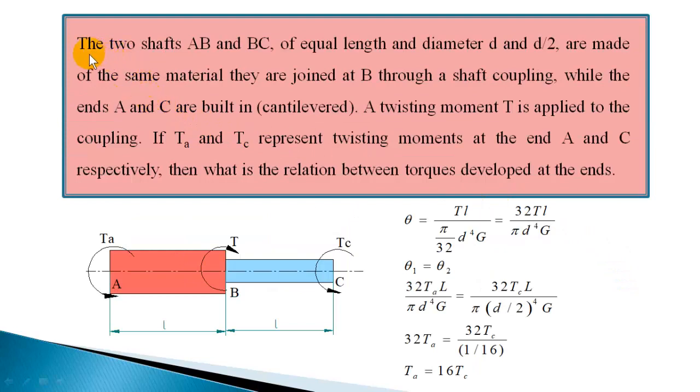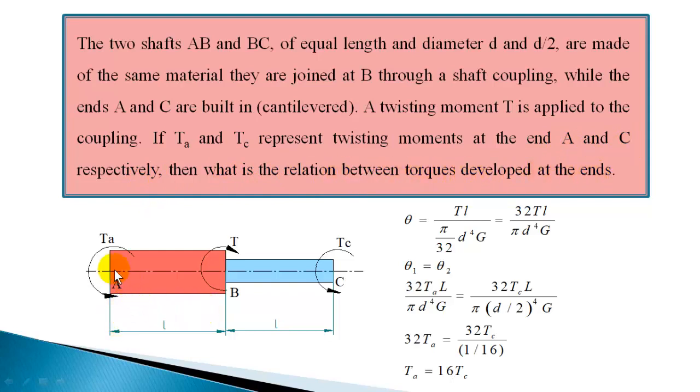Now let us work out another example. Two shafts AB and BC of equal length and diameter D and D by 2 are made of the same material. They are joined at B through a shaft coupling, while the end A and C are built in. A twisting moment T is applied to the coupling. If TA and TC represents the twisting moments at end A and C respectively, then what is the relation between the torques developed at the ends?